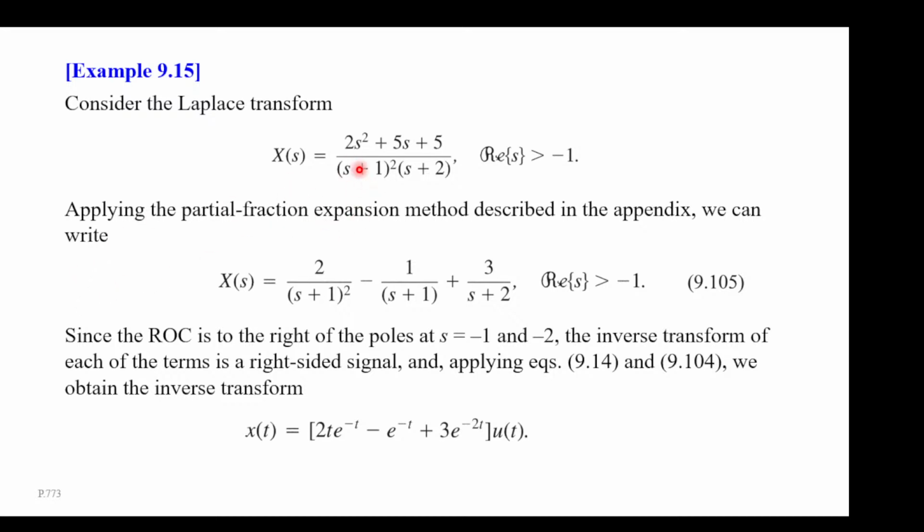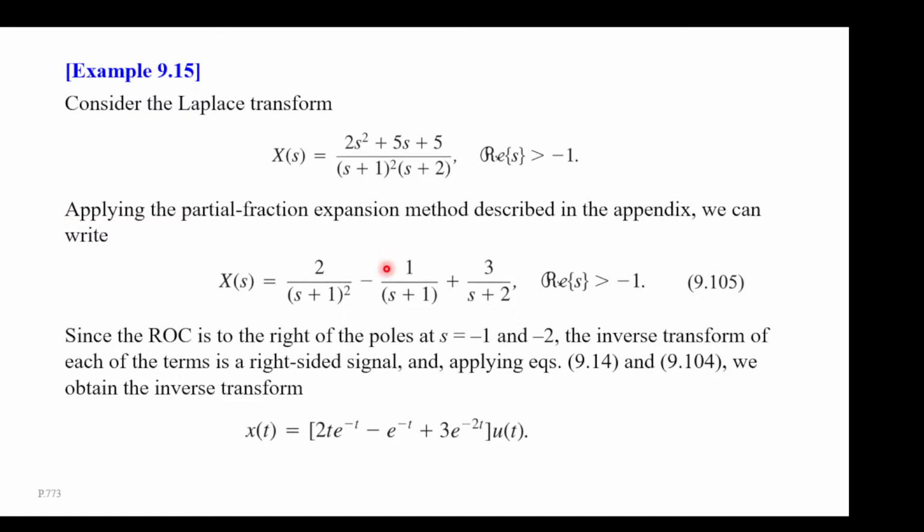And because of this double pole here, when you do partial fraction, we actually have three terms. The second order term of this double pole, the first order term of this double pole, and the first order term for this single pole here. So something over (s plus 1) squared, plus something over (s plus 1), plus something over (s plus 2). And if you do the partial fraction expansion correctly, you see the coefficients should be 2, minus 1, and 3.